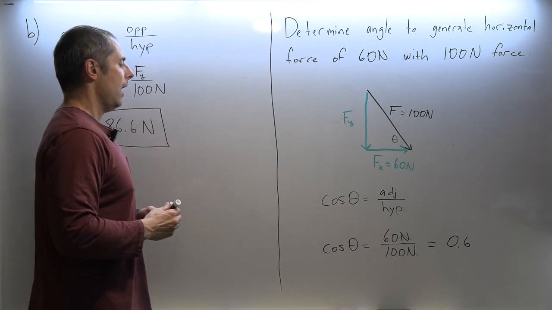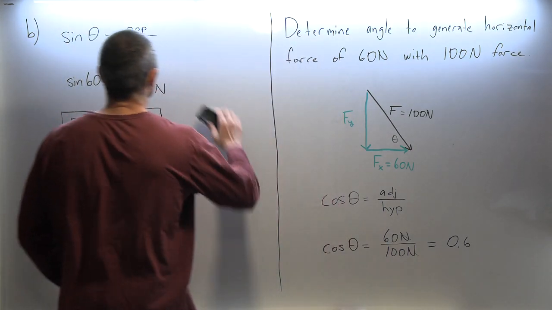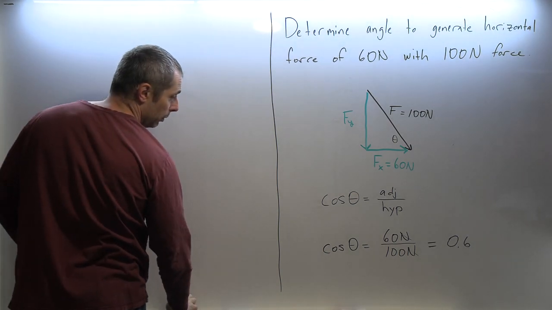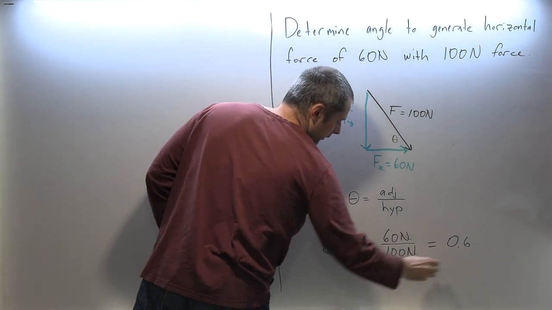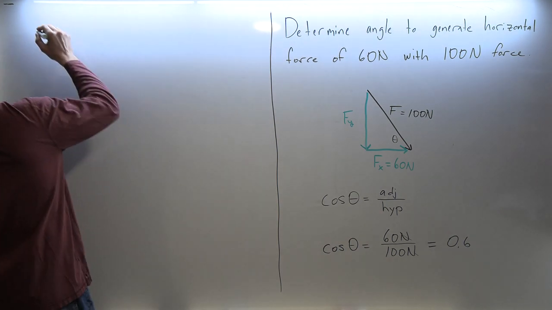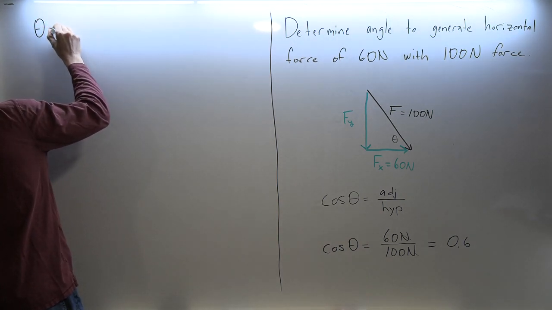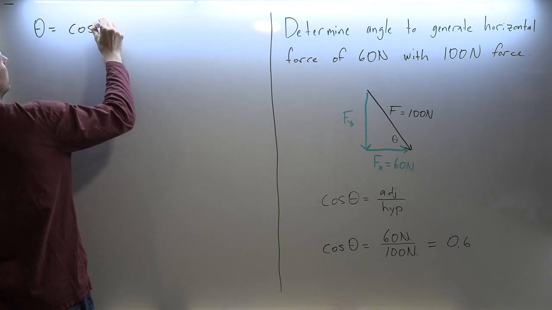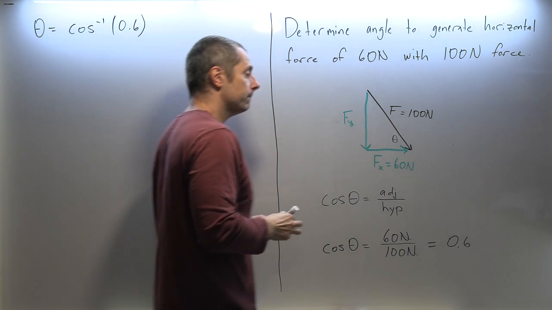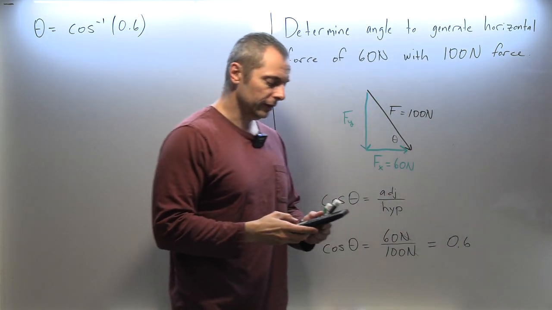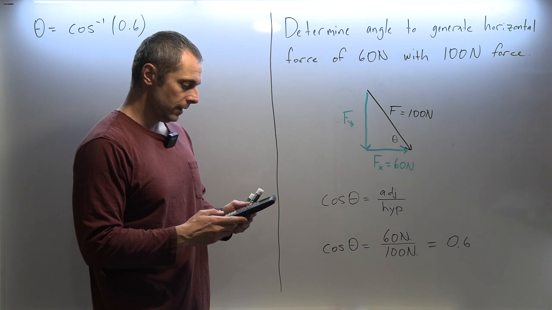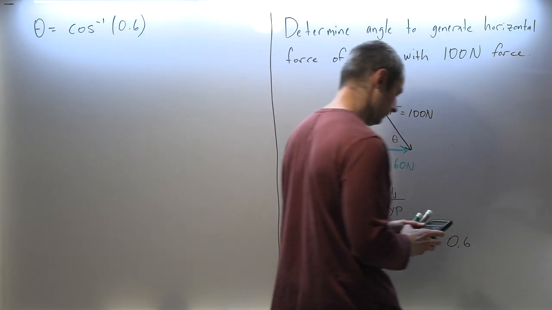Now, how do I find the angle? I need to do inverse cosine of both sides. So right now I have cos theta equals 0.6. If I do inverse cos of both sides, I'm left with theta equals inverse cos of 0.6. And now I could just take a calculator and I get 53 degrees.